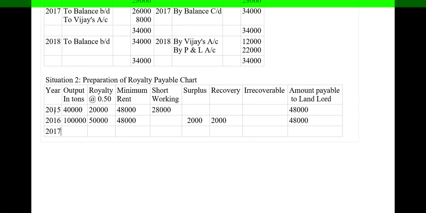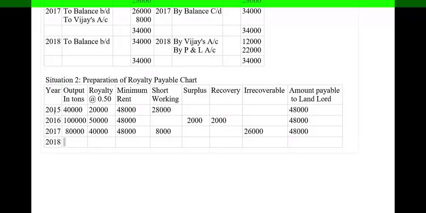Then 2017 here, the output is 80,000. Then the royalty is 40,000, minimum rent is 48,000. So here we have got a short working of rupees 8,000. There is no surplus here, so it can be recovered in the next 2 years. There will be an irrecoverable amount of 26,000 rupees, which is a loss to the lessee, the user of the right. So the amount payable will be 48,000 here.